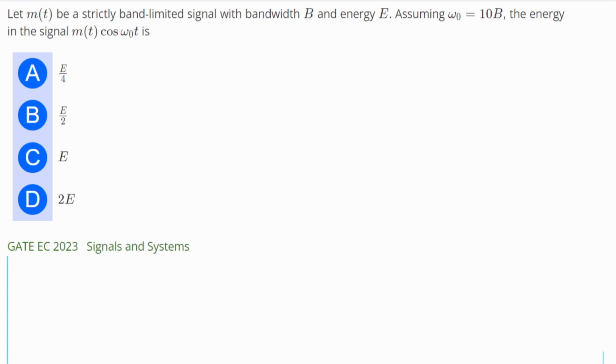This is from GATE ECE 2023. The question is: let m(t) be a strictly band limited signal with a bandwidth of B and energy E. Assuming omega naught is equal to 10B, the energy of signal m(t) cos omega naught t is. So now there's some signal m(t), which is in time domain, given to us.